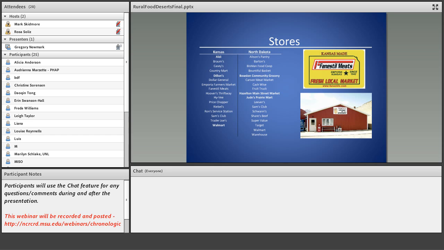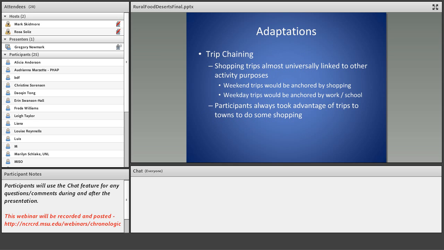Now, here's just a list of the stores that were spoken about the most. I'm mostly showing this slide to show that even these smaller local places, like this meat market in Emporia or this small grocery store in North Dakota, were very important. And our definitions of food access really need to consider these kinds of venues as serious venues for providing food access.